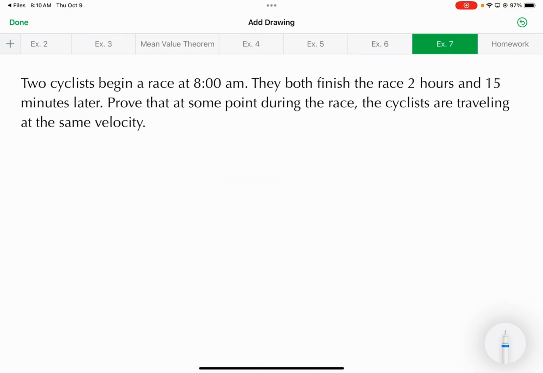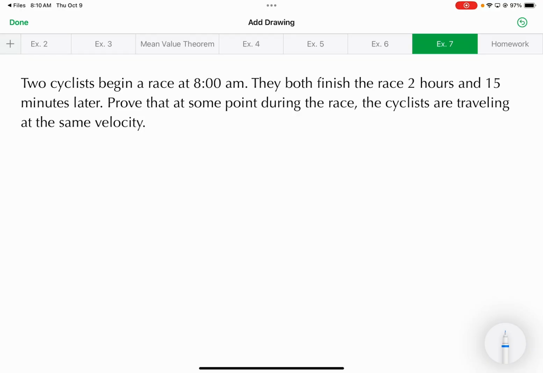All right. Two cyclists begin a race at 8 a.m. They've both finished the race 2 hours and 15 minutes later. Prove that at some point during the race, the cyclists are traveling at the same velocity. All right. I'm going to give us a ton here. They both begin a race at 8 a.m. and then they both finish the race at the same time. So at some point, we have to prove that they're traveling the same velocity.